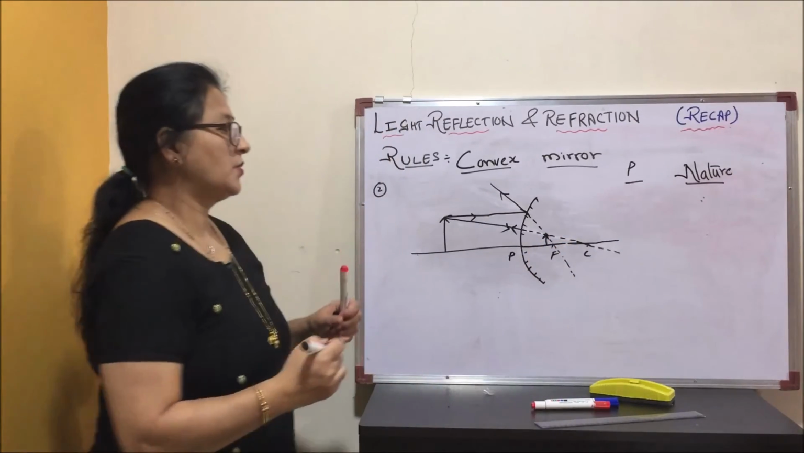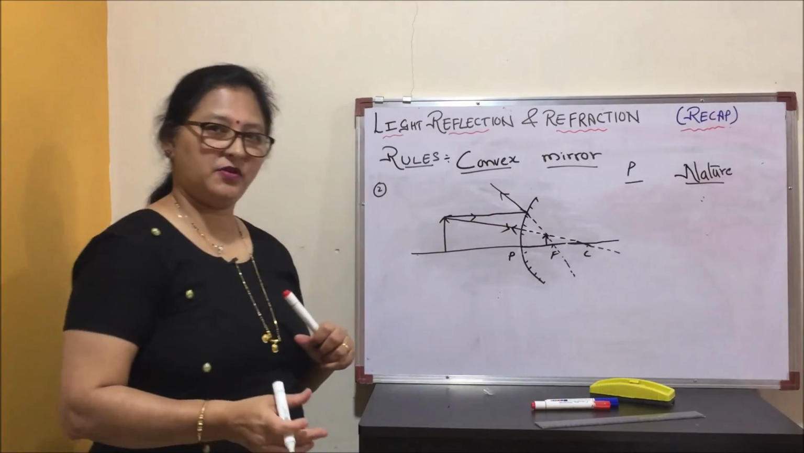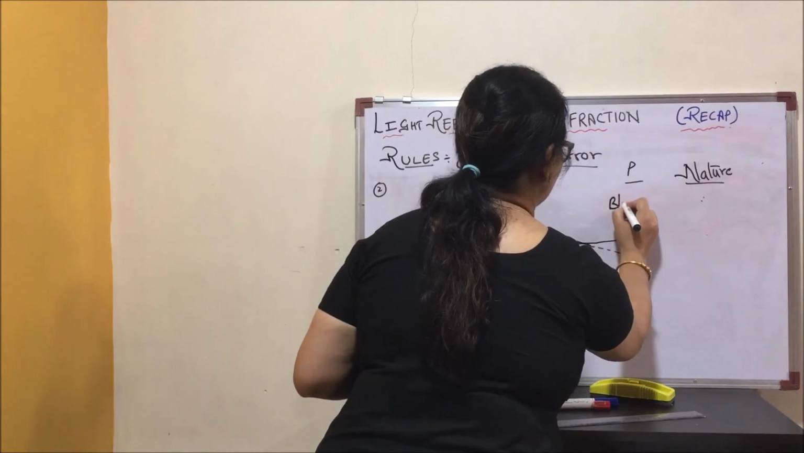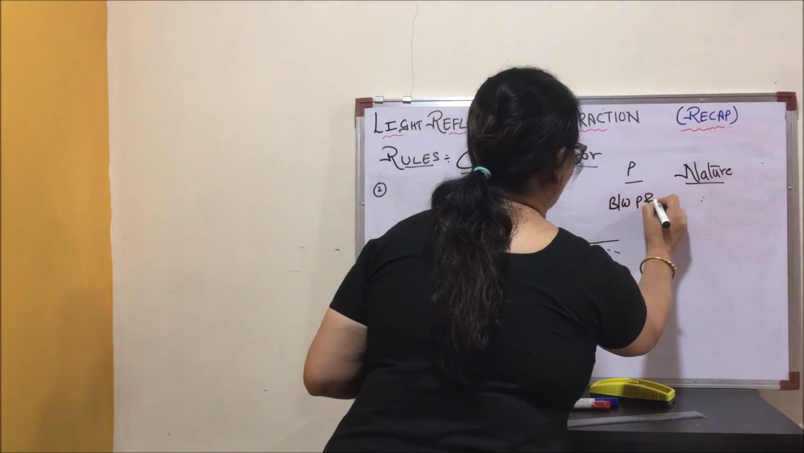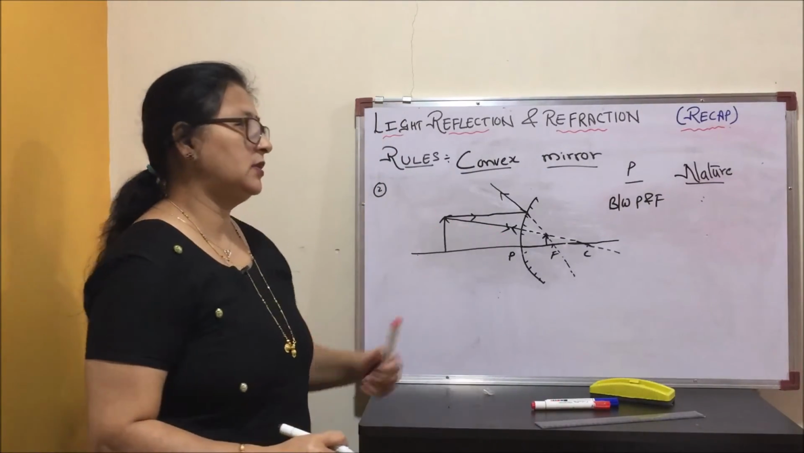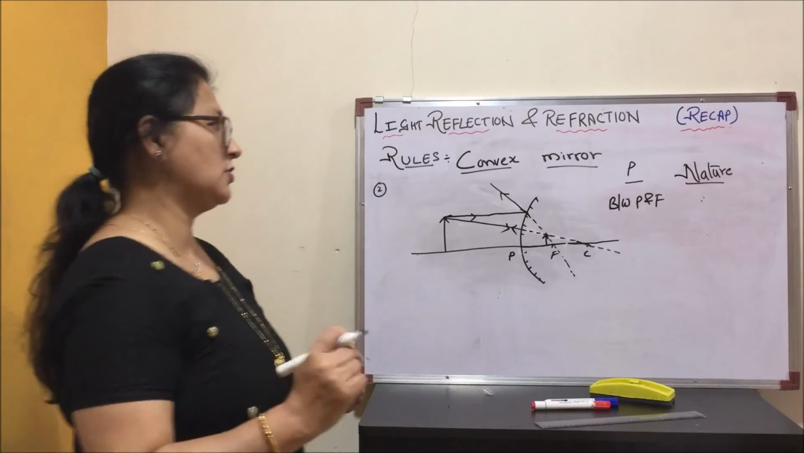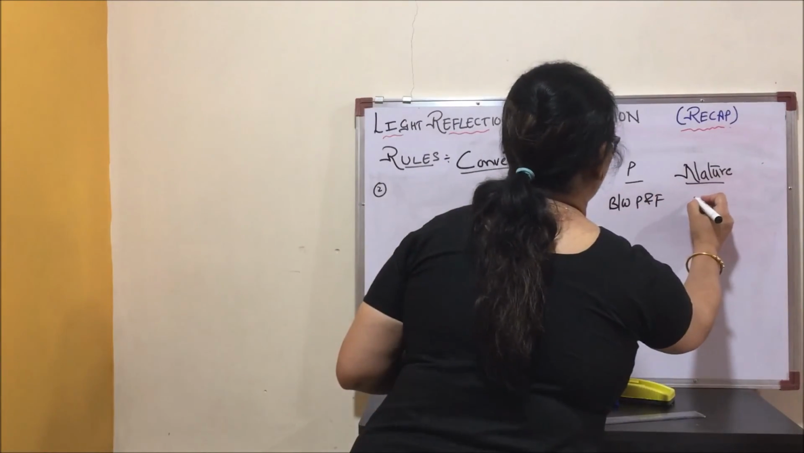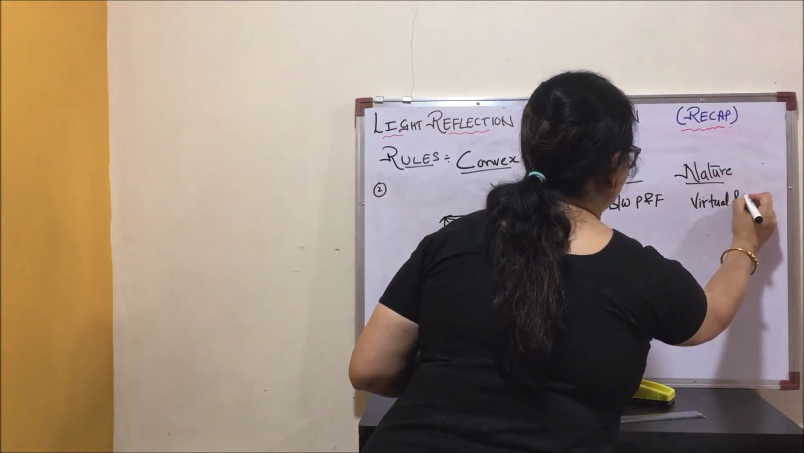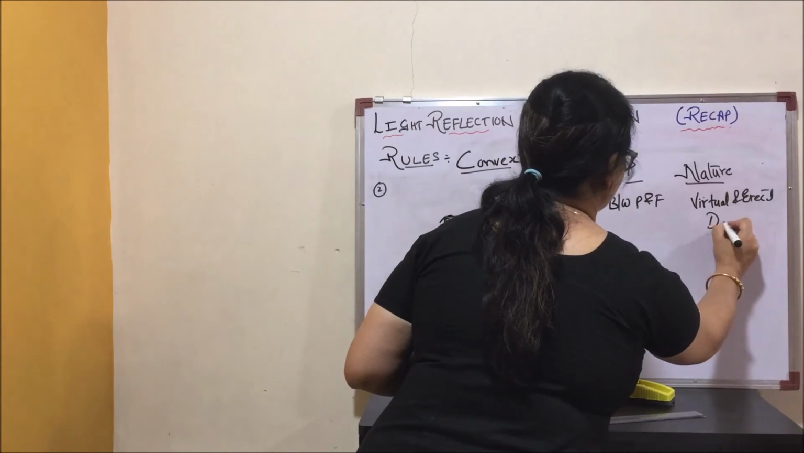Right? So what about the position of the image? Between P and F, anywhere between P and F. So position is between P, that is pole, and focus. Between pole and focus. Fine. And what about the nature of the image? The nature of the image is erect, and the image is also diminished and virtual. It is virtual and erect and diminished.